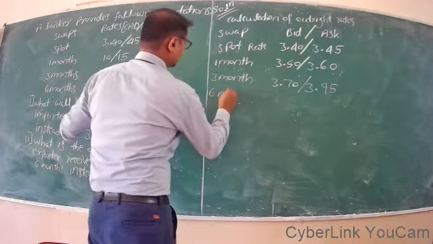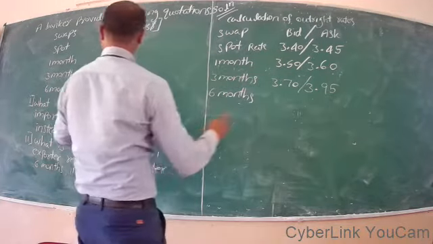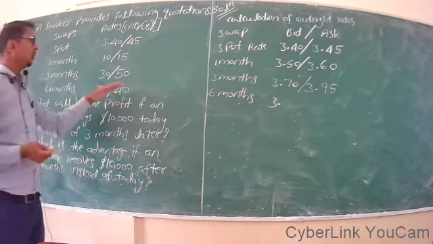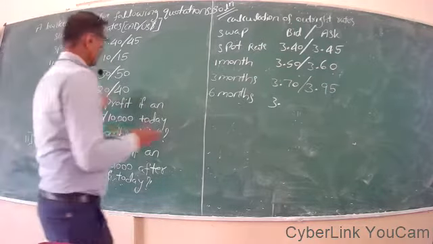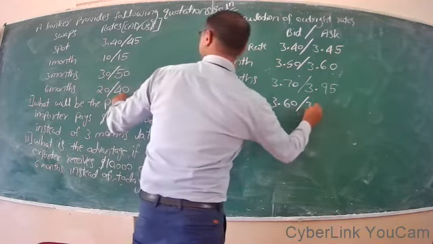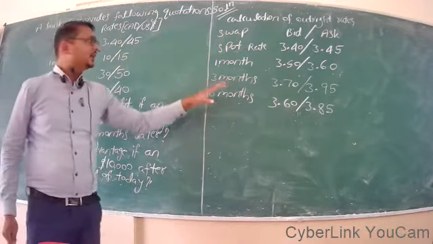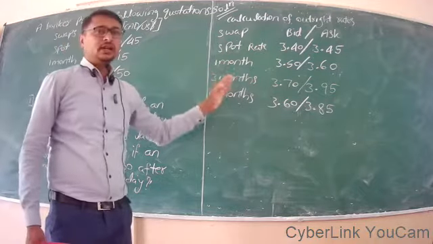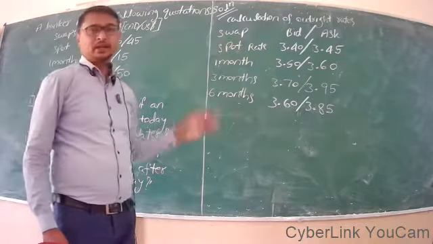Then the 6 months outright rate. Again you have to add it because it is in increasing order, 20 oblique 40. So you have to add it to the spot rate, right? 3.40 plus 20, 3.60 oblique 3.85. So these are the outright rates. The spot rate they have given in the problem, and the 1 month forward or outright rate, since it is in increasing order, I have added to the spot rate, right?